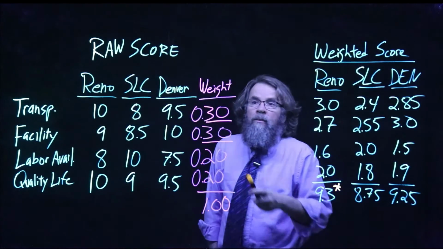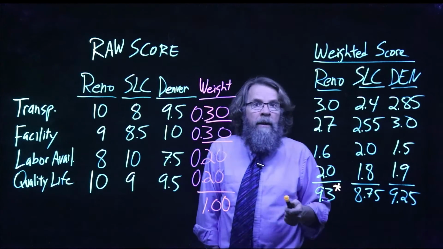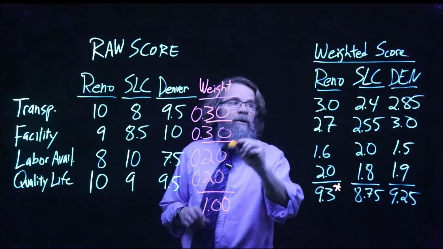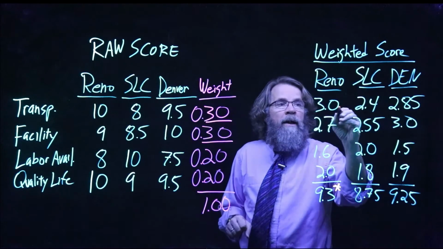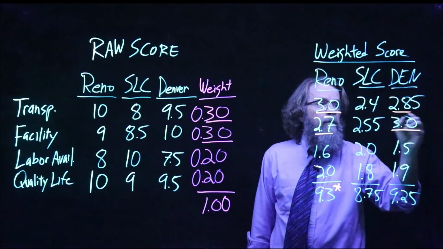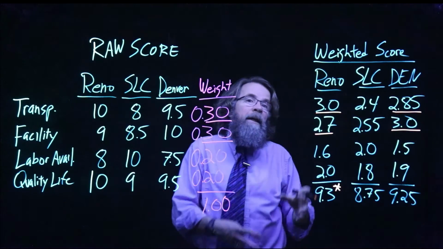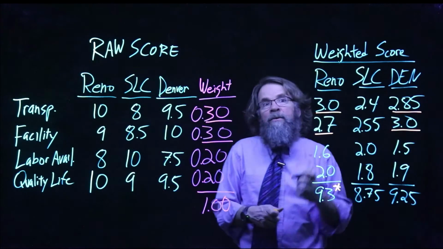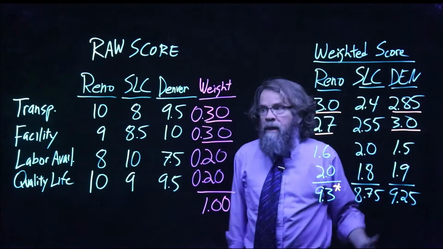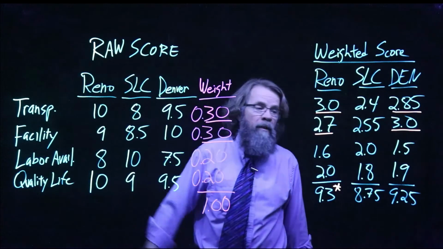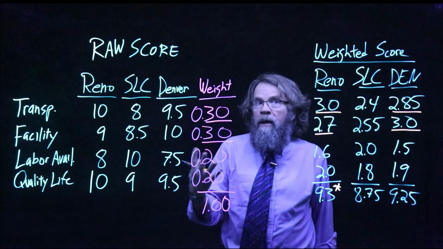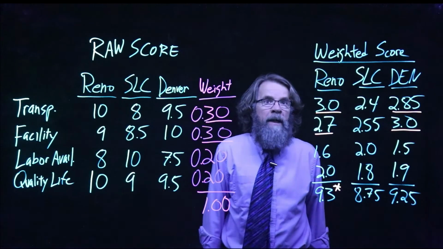One thing we might look at is what is our most important category, and in this case we have two that were both worth a weight of 30, transportation and facility costs, and Reno had scores of 3.0 and 2.7. Denver had a 3.0 and a 2.85. So Denver scored a little bit higher on those two most important categories. However, when we take everything all together, including labor availability and quality of life, we see that at the end, Reno ended up with the highest score and would therefore, in theory, be our chosen answer.